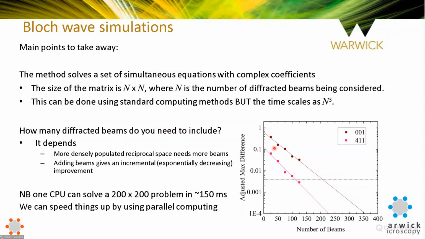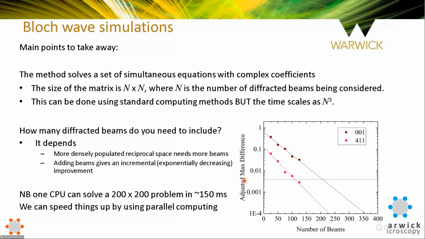Here's a plot giving you an example. What we have here is doing one simulation with a certain number of beams, and then doing another simulation with a different number of beams, subtracting one from the other, and seeing what the difference is. You'll find, of course, that as you put more and more diffracted beams into the calculation, your simulation gets more and more accurate. It actually gets accurate exponentially. You can see this is a straight line on a log plot.